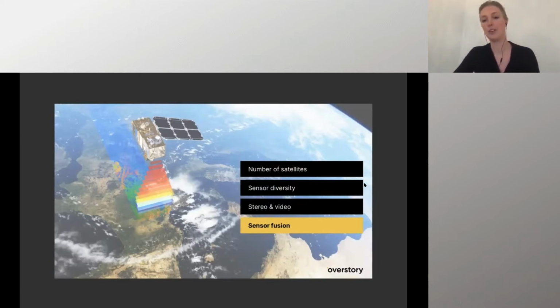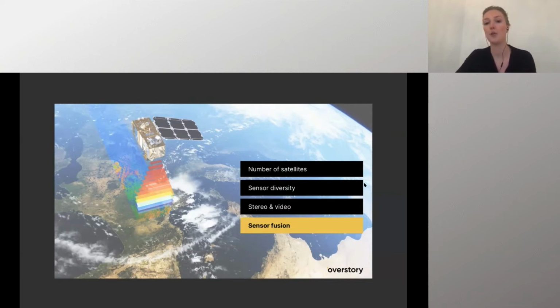So what is happening with this technology and these steps that are taken in the industry? The number of satellites has increased massively, which means there is very high resolution imagery available for every point on the Earth on a daily basis. And this is growing fast.